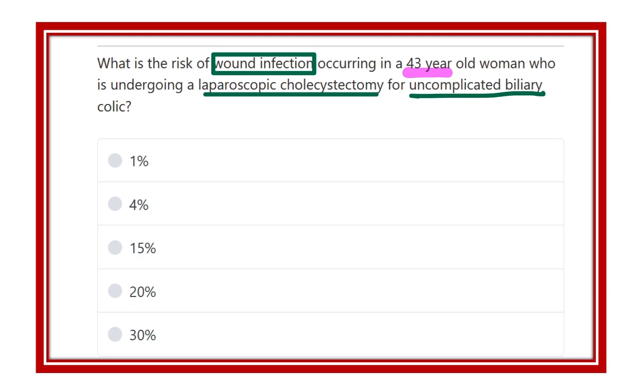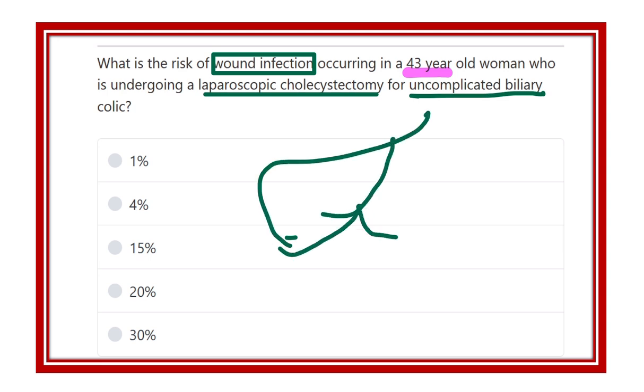We know the cholecystectomy, here we can see there is the liver and here the gallbladder. So when laparoscopic removal of this gallbladder is done, it is usually not a contaminated wound. So in this condition the chance of infection is very less.